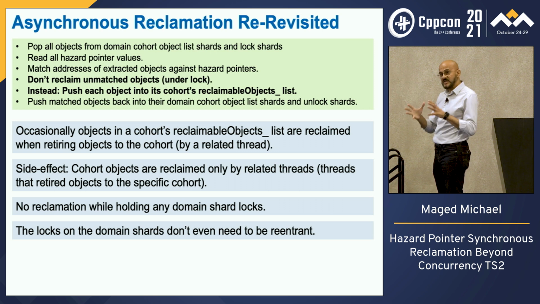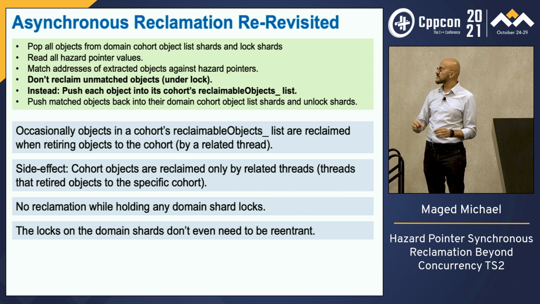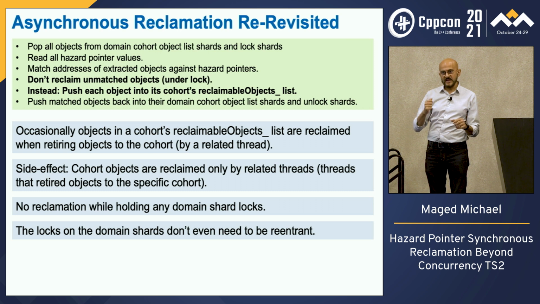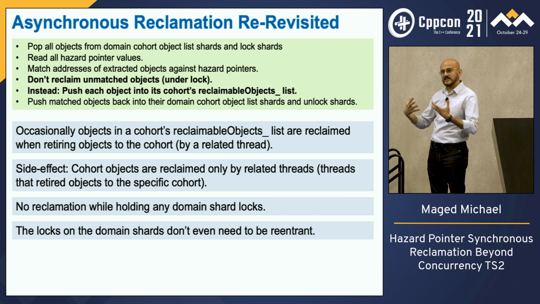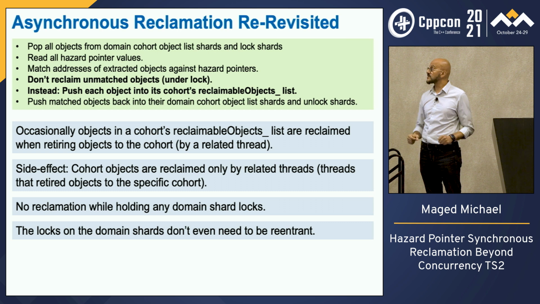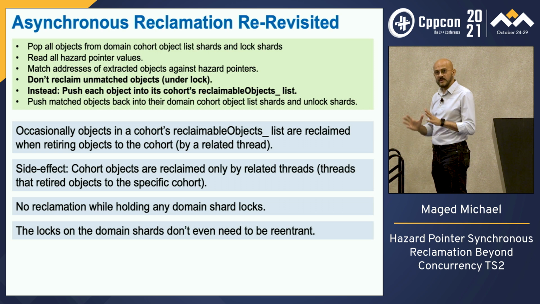In the previous algorithm that I mentioned, it was reclaiming the objects right under lock. Here, we don't reclaim unmatched objects under lock. Instead, we push each object into its corresponding cohort's list of reclaimable objects. So asynchronous reclamation becomes not responsible for actually deleting the object, but just for passing it on to the corresponding cohort. This way we disentangled asynchronous reclamation from the reclamation of cohort objects. Now we push the matching objects back into the lists and shards and unlock the shards, so the locks are held for a shorter duration.